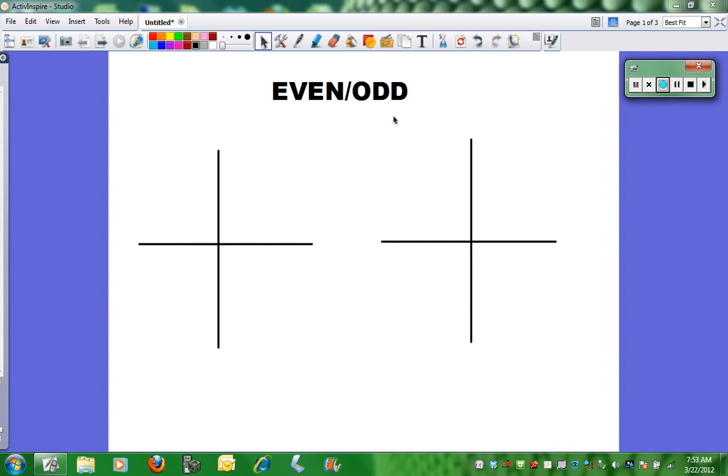Today we're going to be talking about even-odd functions and how integrals are affected by them, and maybe some of the properties. Let's review first what an even and an odd function is.